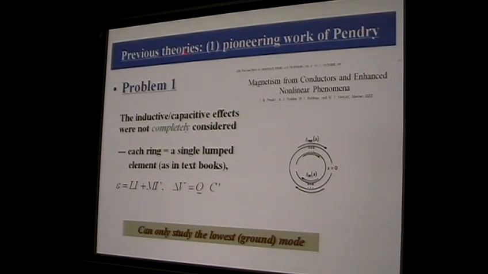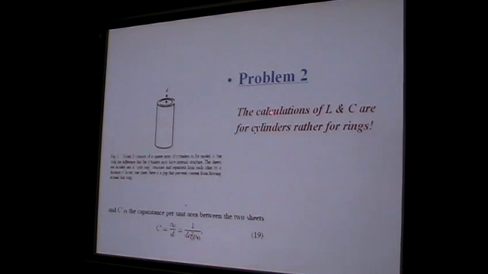However, the previous theory for this kind of system is not so satisfying. If you look at the pioneering work of Pendry, you will find there are two problems. The first problem is that it only considers an incomplete set of inductive and capacitive effects. Actually, he treated each ring as a single element with a fixed L and C. And more seriously, the calculations for L and C are not for rings, but rather for cylinders, if you look at his paper carefully.